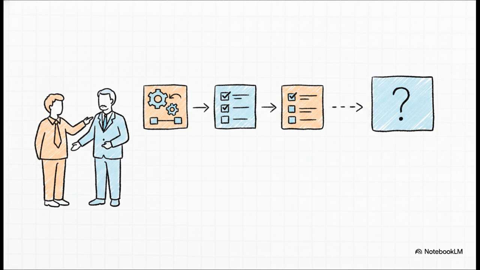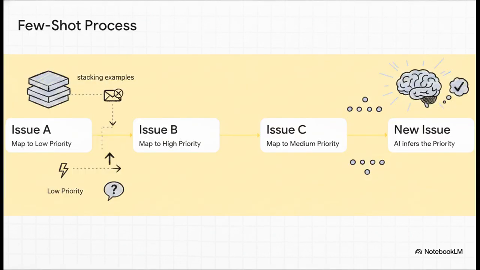You are establishing a clear pattern for them to follow. Building on our customer service scenario, instead of just asking for a classification, you physically stack examples right there in the prompt. You say, okay, issue A is about a missing password reset email. That's low priority. Issue B is the payment system being down, high priority. Issue C is an invoice question, medium priority. And then you drop in the new issue.